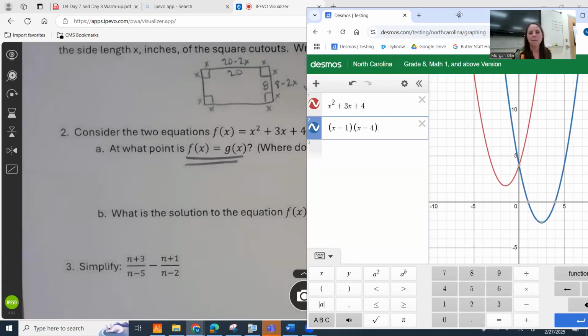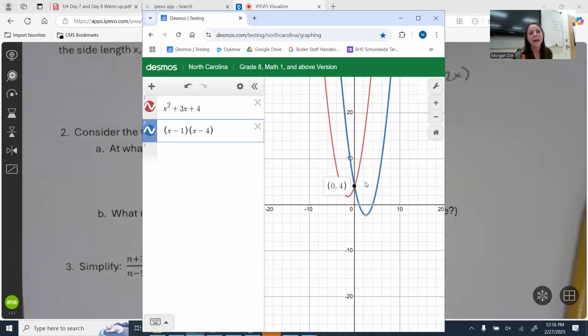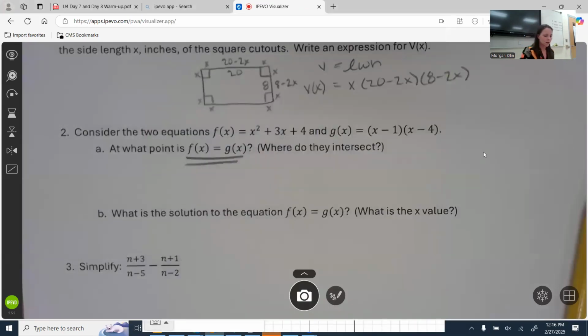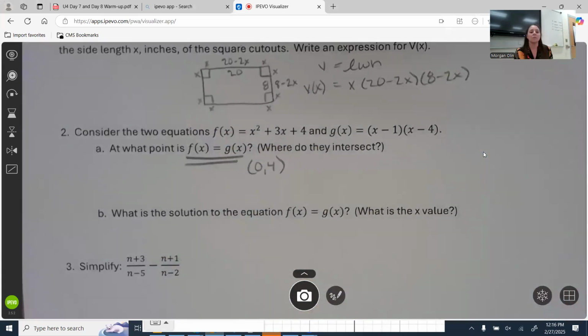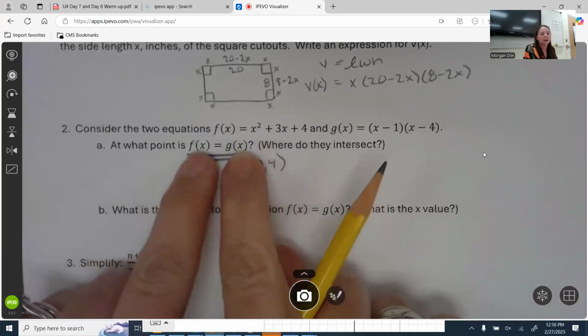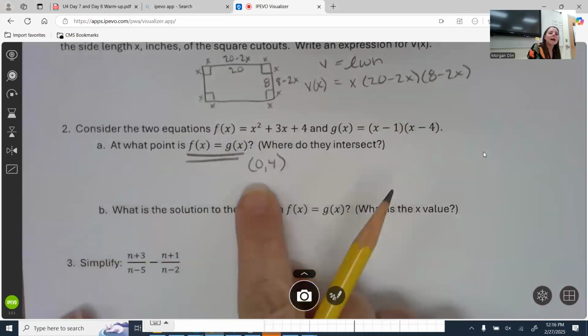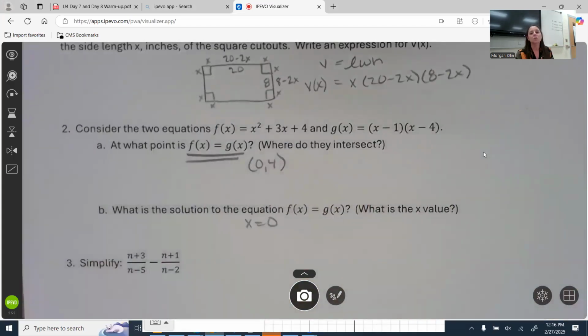Okay, and you can see it right here. You can zoom out. They only intersect once, and they actually intersect at their y-intercept, which is 4. So 0, 4. So if they want the point, you can give the point. But in part B, it says, what is the solution to the equation f of x equals g of x? When they ask you for the solution, notice right here, it's just the x. You want the x value. So here, x equals 0. So make sure you know the difference between those two equations.